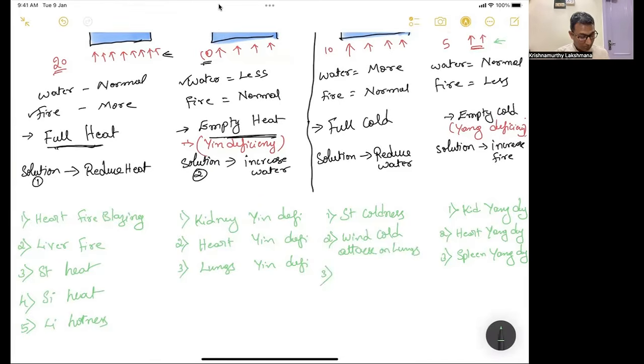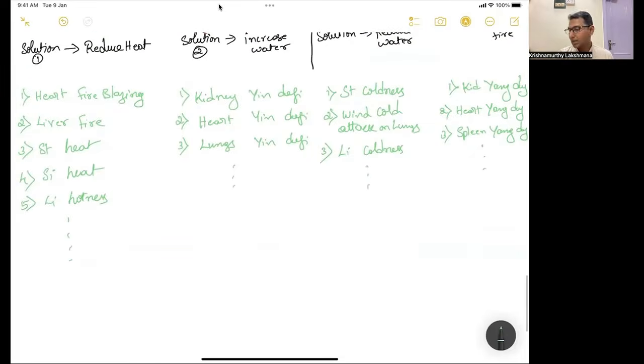So, damp cold on spleen. That's wearing damp clothes in damp weather. Yeah, that also we can say. So if somebody spends a lot of time in a swimming pool and the cold entered through their large intestine, let's say, then they have large intestine coldness, etc., etc.